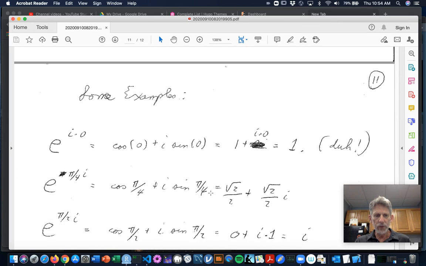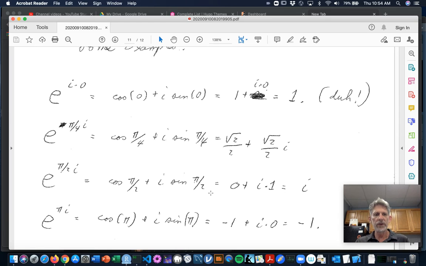So just some examples, trying it out for different values of little x. E to the I times 0 would be cosine 0 plus I sine of 0. That's a 1 plus I times 0. It's a 1. Which makes sense because e to the 0 ought to be a 1.